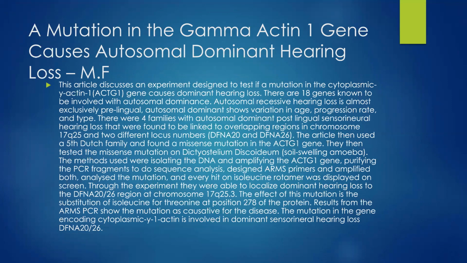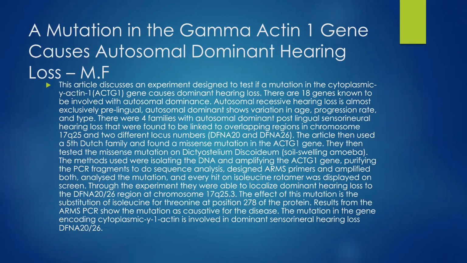So this right here is my first article. It was about a mutation in the gamma actin 1 gene that causes autosomal dominant hearing loss. The first article that I found discussed the mutation of our cytoplasmic gamma actin 1 gene causing autosomal dominant hearing loss. There are 18 known genes involved in autosomal dominant hearing loss, 36 of which remain to be identified, and 17 of those are implicated in autosomal dominant forms.